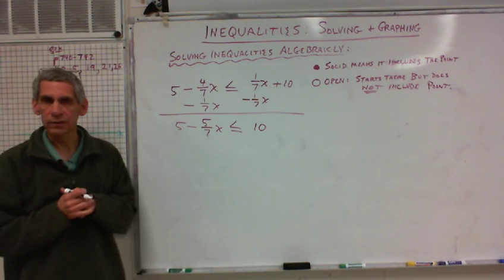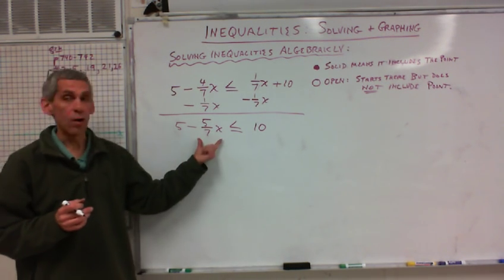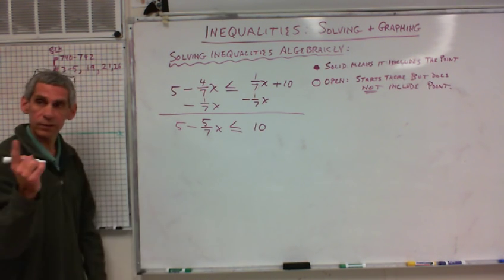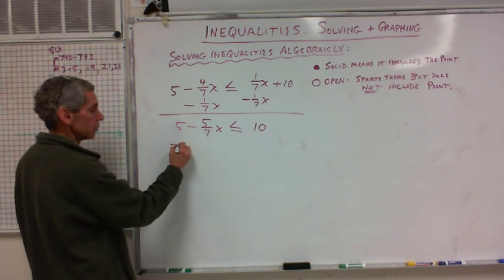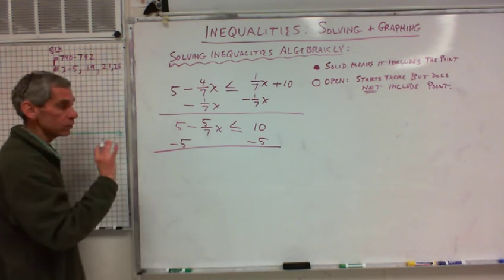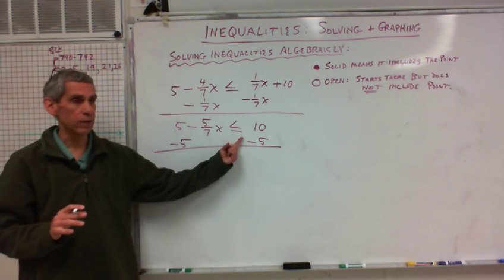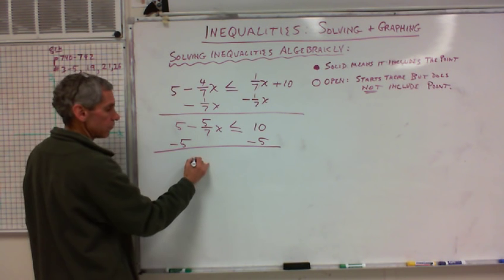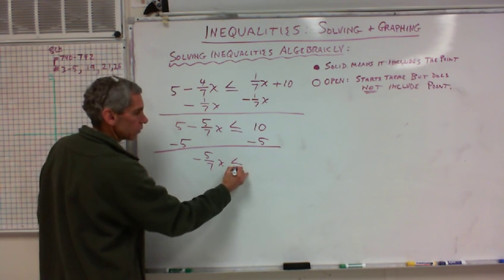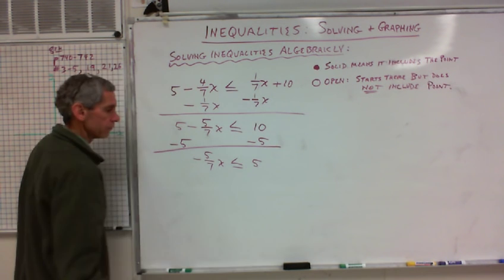Now what would I do? What's the next thing? I noticed that all my x's are on one side. That's good. Subtract 5. Is that what you're going to say, Lucinda? Subtract 5. I still didn't do anything that's going to make me have to change my inequality sign. So now I have negative 5/7 x is less than or equal to 5.